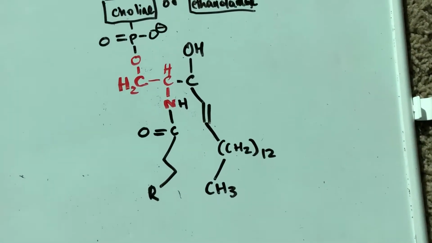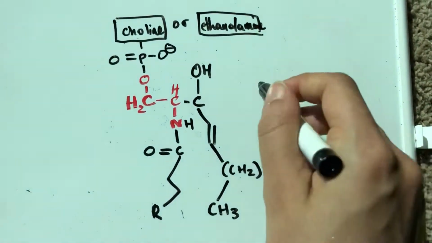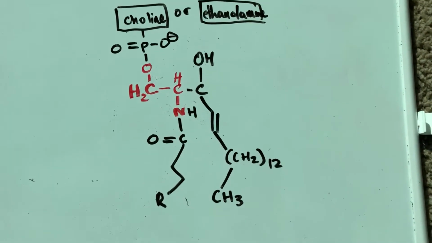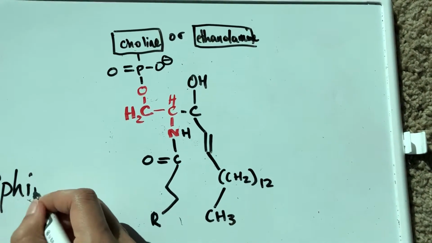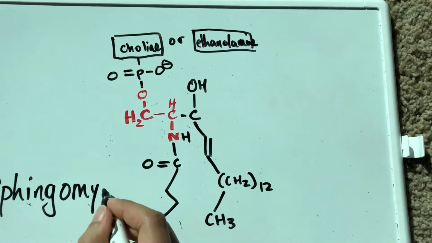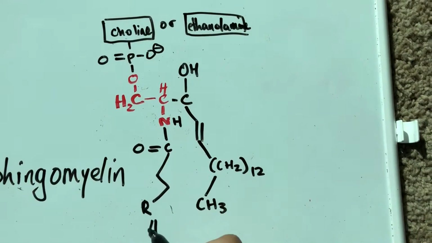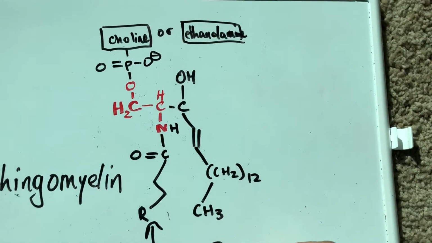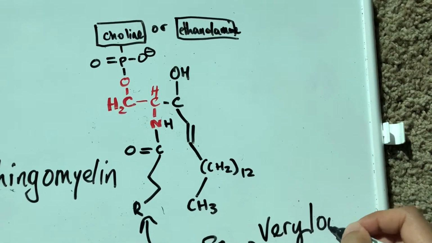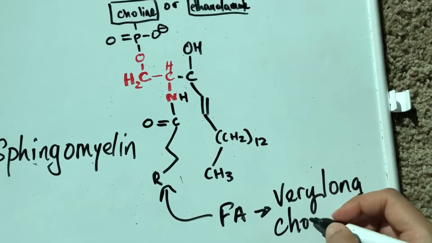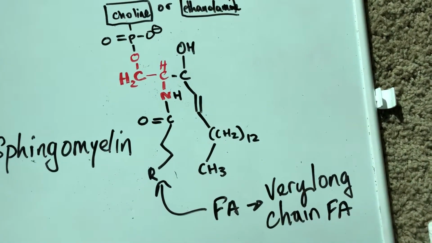Of course, phosphoglycerols such as phosphocholine and phosphoethanolamine don't necessarily have to have this palmitic acid here, whereas a sphingomyelin does. So this is called sphingomyelin. And this fatty acid chain here, fatty acid, has to be a very long chain, excuse me, fatty acid. I'm abbreviating FA for fatty acid.